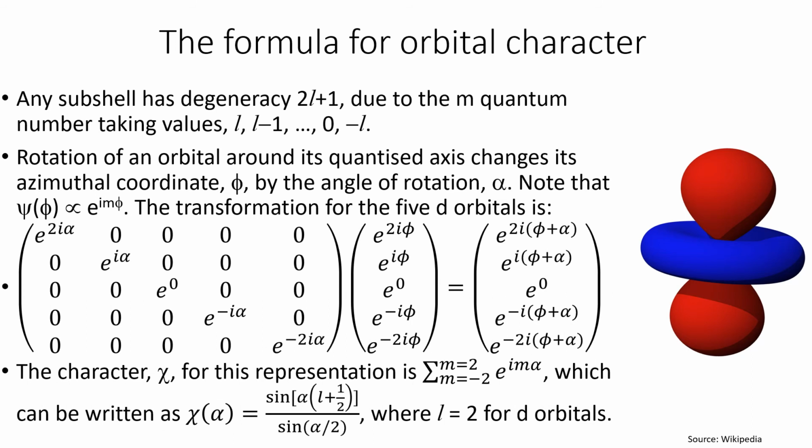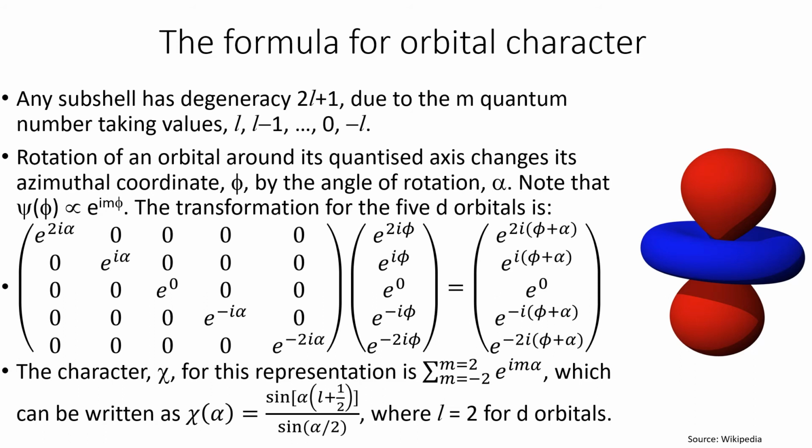Now, of course, the character for this matrix is going to be the trace, the sum of all those terms on the leading diagonal. One way of expressing this mathematically is the sum, going from m equals minus 2 to m equals plus 2, of e to the i m alpha. That's just a neat way of summing up those 5 exponential terms. And so I've said here that the character for the rotation by angle alpha can be written as this expression involving sines.